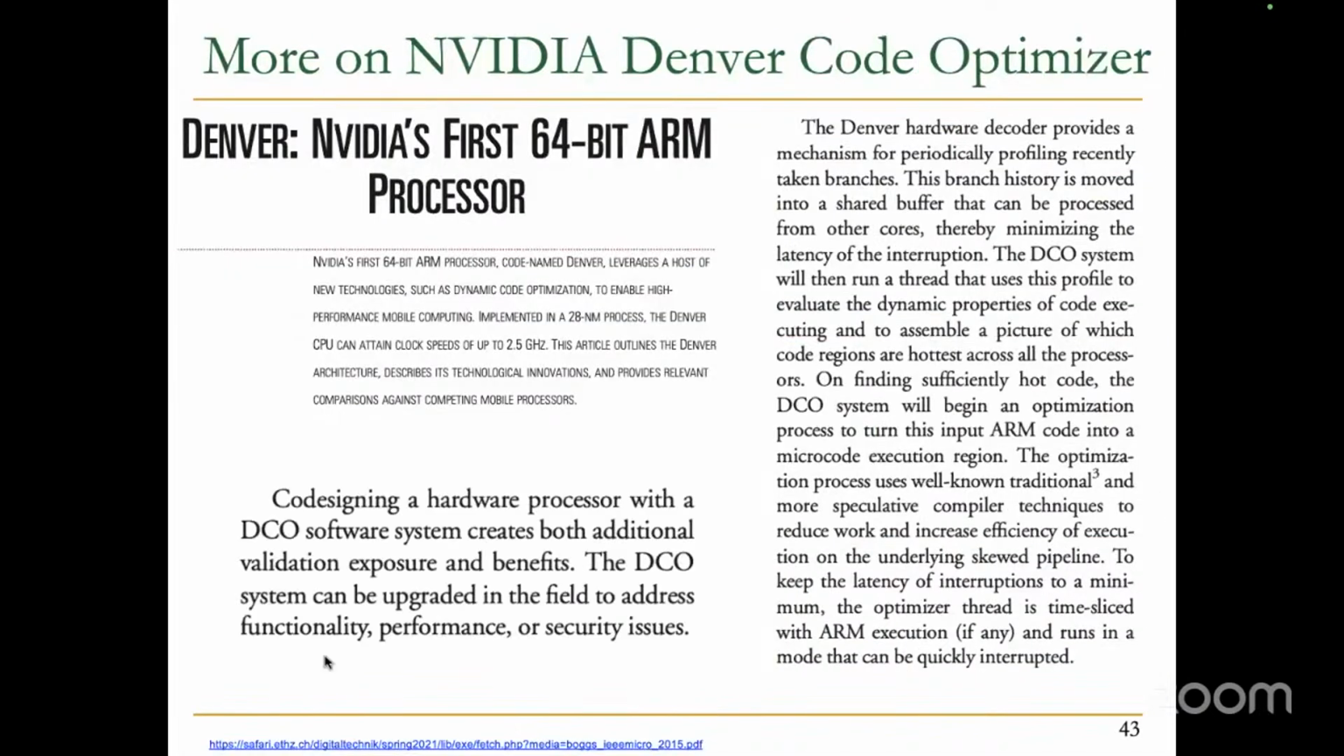Okay, but if you read, for example, here: co-designing a hardware processor with a dynamic code optimization software system creates both additional validation exposure and benefits. The DCO system can be upgraded in the field to address functionality, performance, or security issues. This is a very nice summary of what a dynamic code optimizer can do for you. You can actually upgrade in the field also.